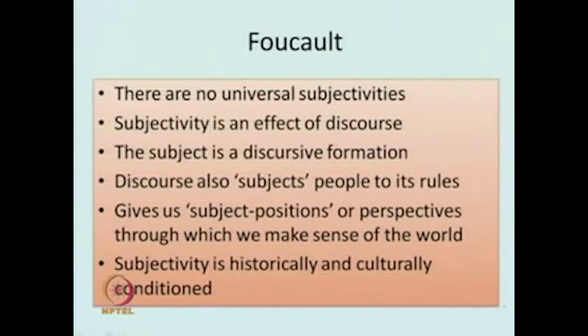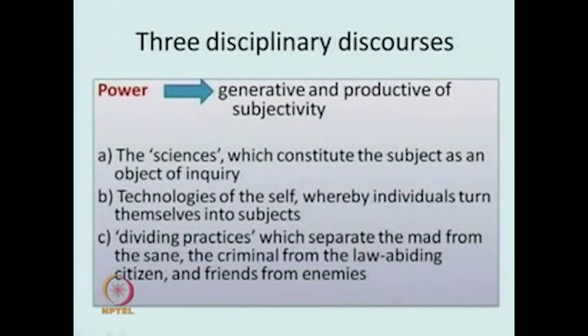We also looked at Michel Foucault and some of his precepts on subjectivities, which include things like there are no universal subjectivities. Subjectivity is an effect of discourse. The subject is a discursive formation, so on and so forth. These are some of the formulations on subjectivity that we looked at in the last lecture. We also looked at power as generative and productive of subjectivity. This comes from Michel Foucault and the three disciplinary discourses through which this happens.